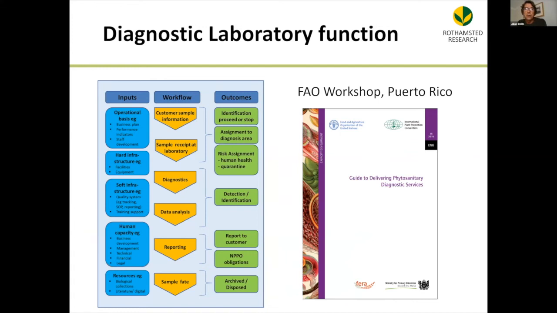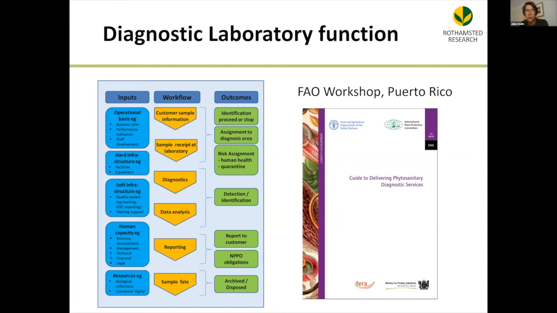This was an FAO workshop or an FAO guide that Farah and myself led on with partners in New Zealand. It's a very lengthy document on diagnostic services. The workflow or the picture to the left demonstrates the type of inputs that we think are important to a national laboratory in terms of operational basis, hard infrastructure, soft infrastructure, human capacity and resources. It's useful to think about those things as you measure the capability you have in your country.